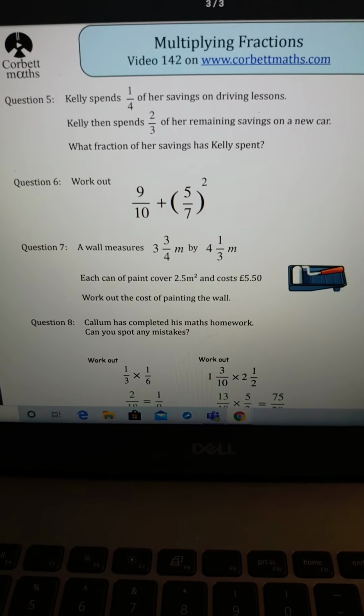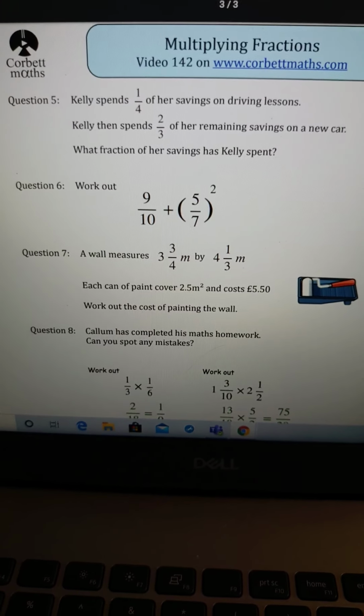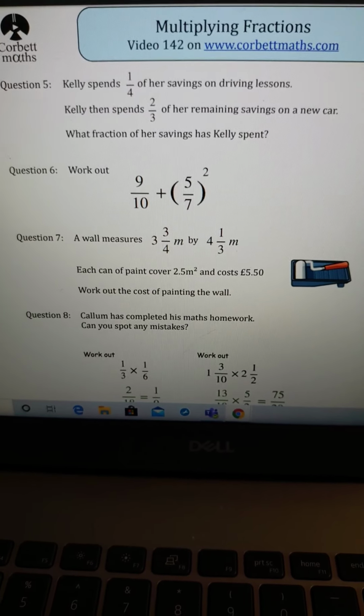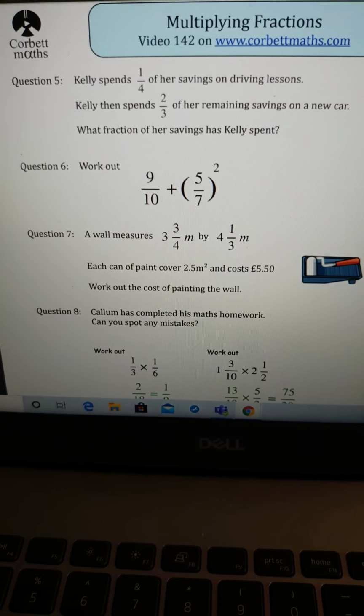So question number 5: Kelly spends a quarter of her savings on driving lessons. So at this stage we know she's only got 3/4 of her savings left, and then it says Kelly then spends 2/3 of her remaining savings. That's quite important. It's not 2/3 of her original savings, it's 2/3 of the 3/4 that was left. And we're asked what fraction of her savings has she spent in total.